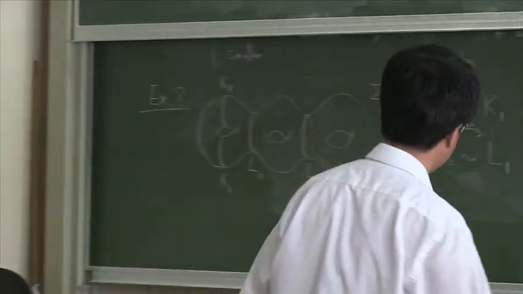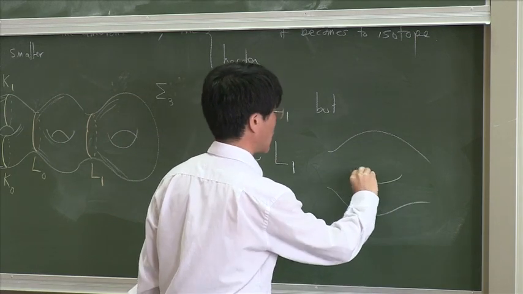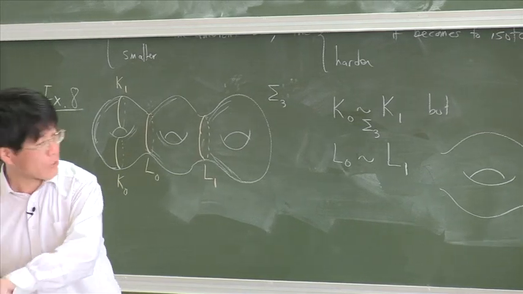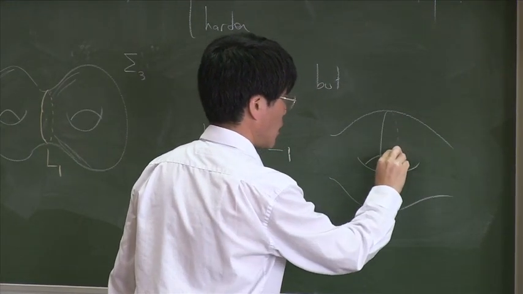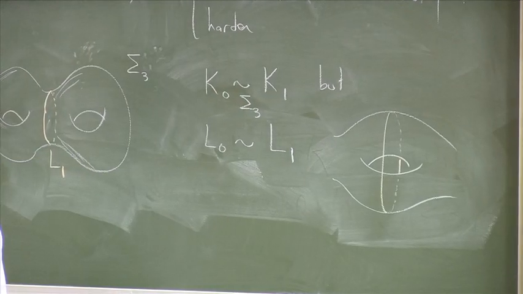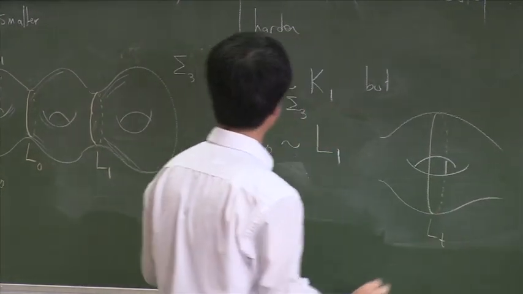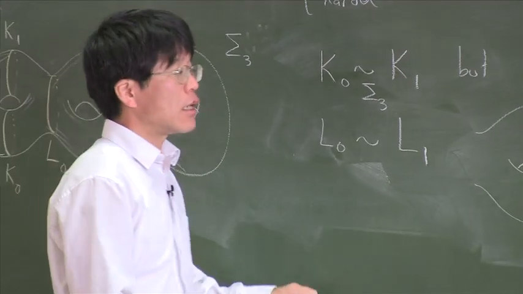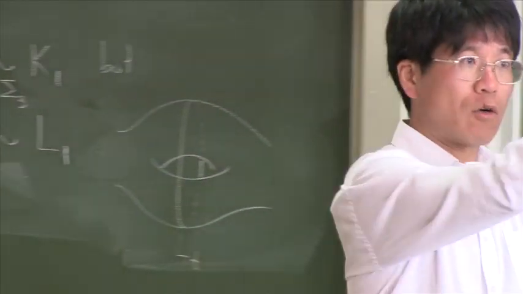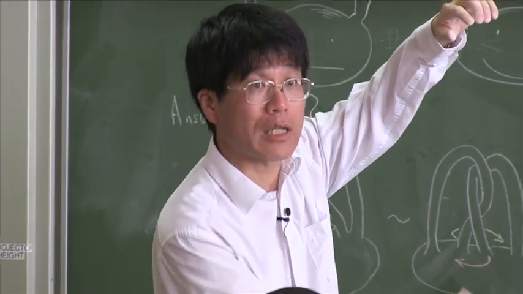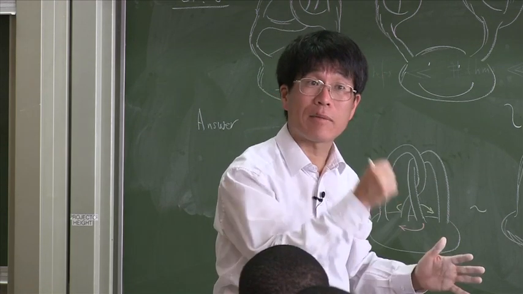So why are they not isotopic? If you try to isotope one to the other, you all agree, there will be a stage where the rubber band looks like this. At this moment, is this loop inside sigma 3? No. The loop is not entirely on the surface. It leaves sigma 3. There's a hole there. While it's here, it's touching sigma 3, but then it stops touching sigma 3 and it's sort of over this hole. So it's not inside sigma 3 at this stage.